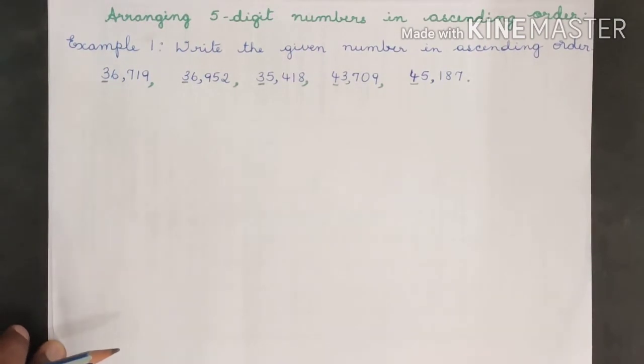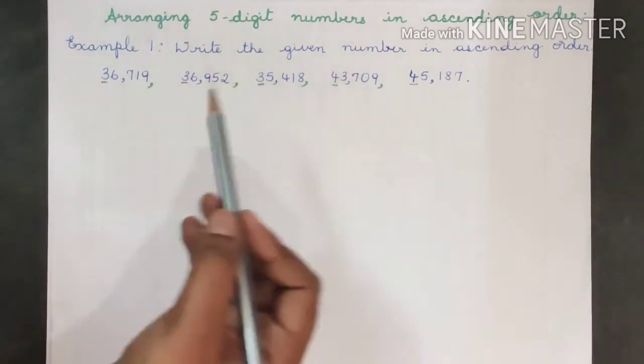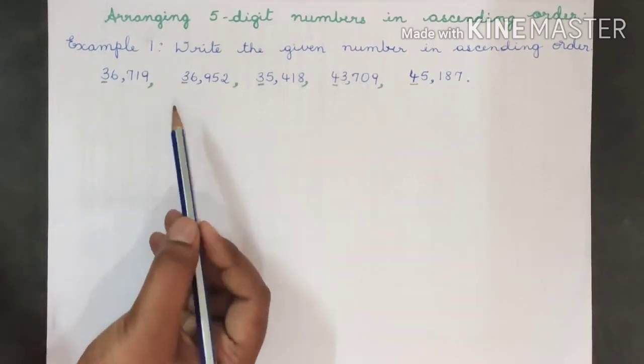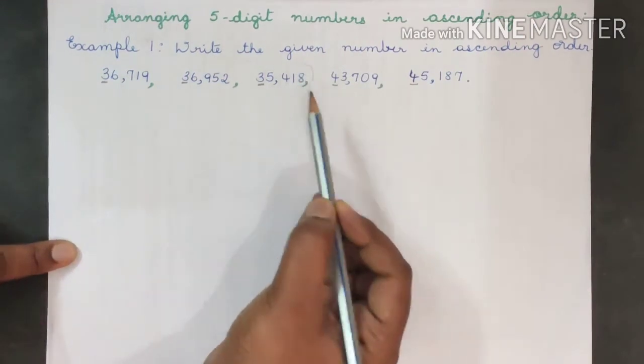Now what do I mean by ascending order? Ascending order means arranging the numbers from the smallest to the biggest. So here we have to find out the smaller numbers first. We have to write the smaller numbers first and then we have to go to the greater number. So between 3 and 4, 3 is smaller. Let us see only these 3 numbers.